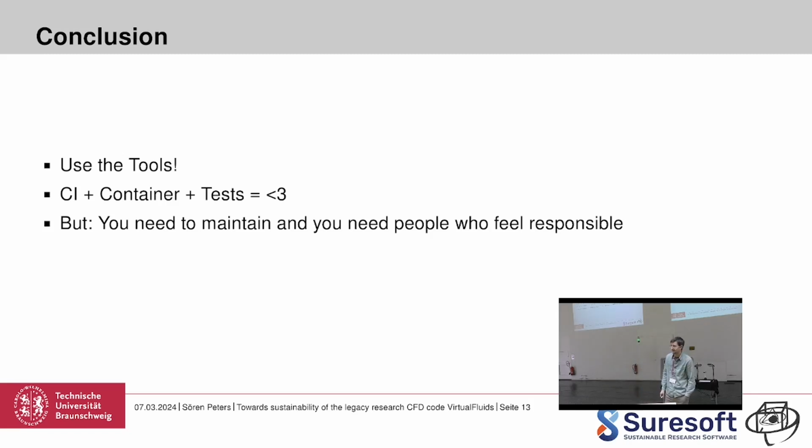Having CI and having containers is pretty awesome, but my experience is that you really need to have tests to make sure that your code does what it should do. And the last thing, this is my personal opinion: all these things, continuous integration, containerization, everything everyone is talking about, is really awesome. It really brings value to the project, but it also always brings additional complexity. You have to maintain this complexity, you have to handle it, and you need people for this.